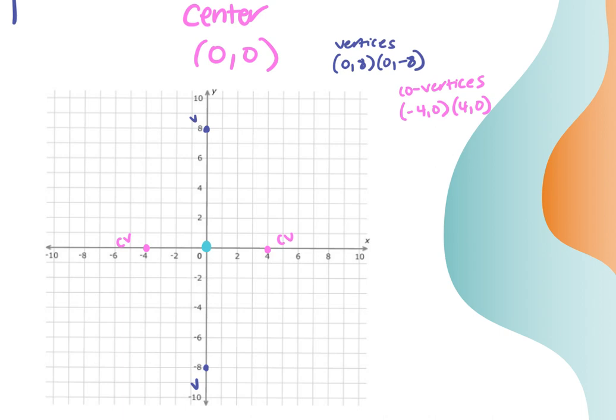And then already I can make my ellipse. So it doesn't have to be perfect. Try to make it fluid. Try not to make it sharp edges, but it doesn't have to be perfect. It should be oval in shape.